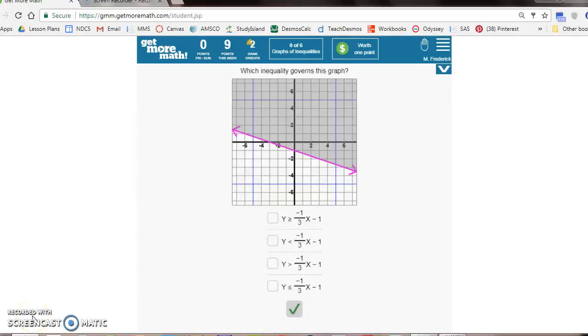In this video, we will explore graphs of inequalities. So our first question is, which inequality governs this graph? A few things we need to know.